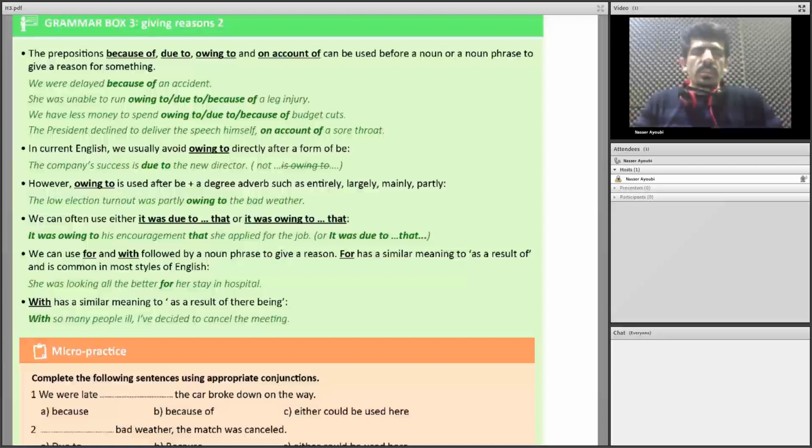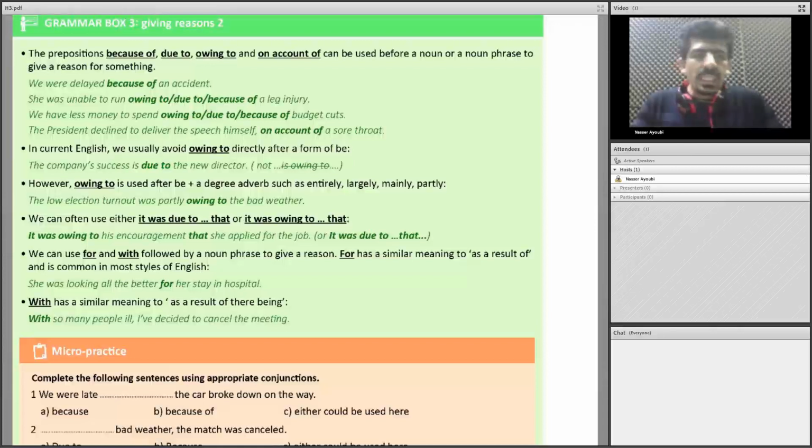The prepositions because of, due to, owing to, and on account of can be used before a noun or a noun phrase to give a reason for something. On account of something means because of something else, especially a problem or difficulty. They have got all the same meanings and the same uses, with some teeny tiny differences that I'm going to talk about.